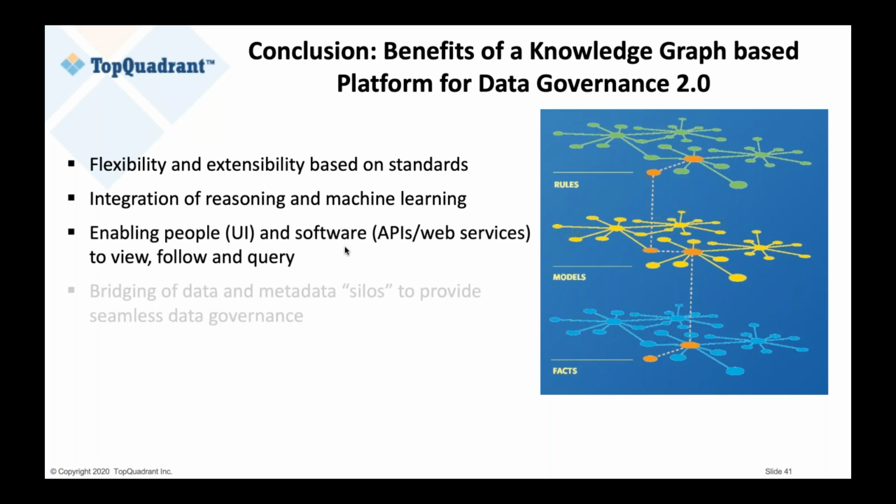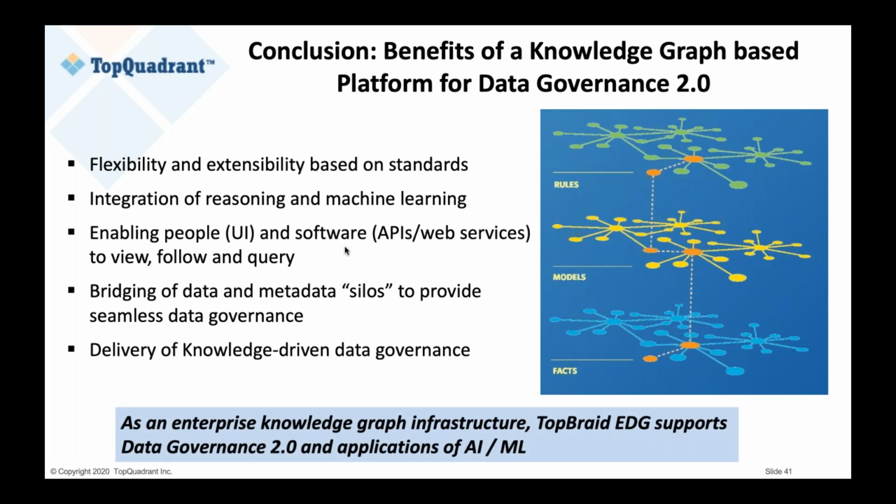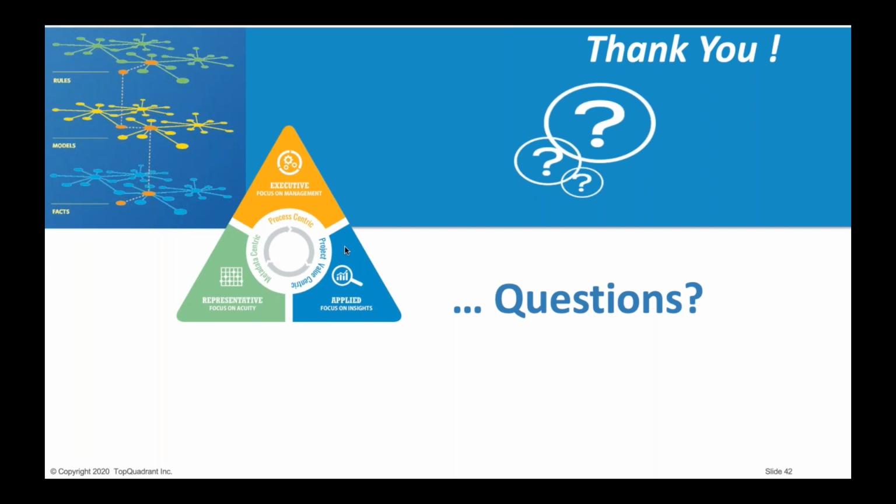So with that, I hope that I've built a good case and explained why knowledge graphs are so important for data governance in today's world, that requires a lot of flexibility, has to deal with a lot of diverse data, and has to become increasingly more intelligent and more open in the way that we deal with this data and use this data. And of course, TopBraid EDG is an example of the knowledge graph-based infrastructure that tries to address these challenges and opportunities.